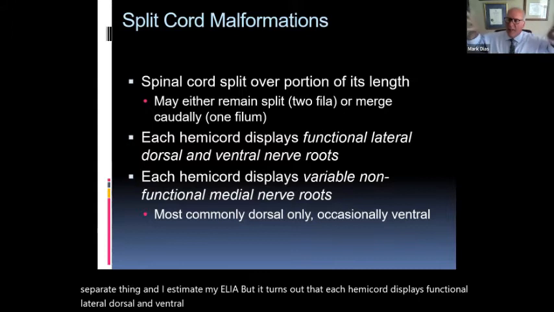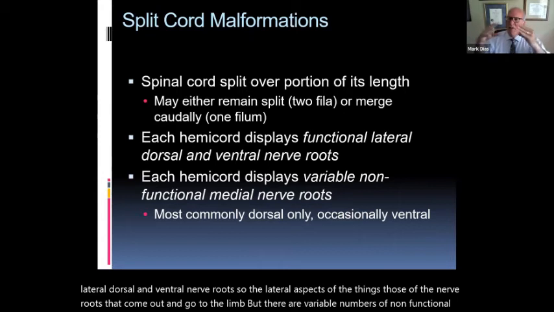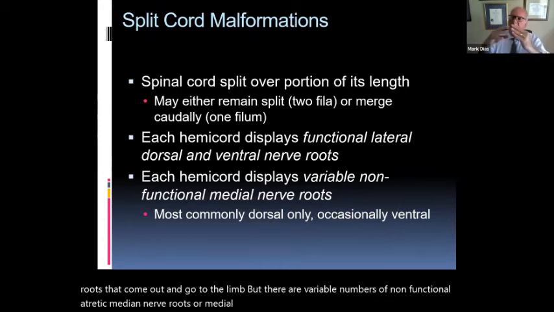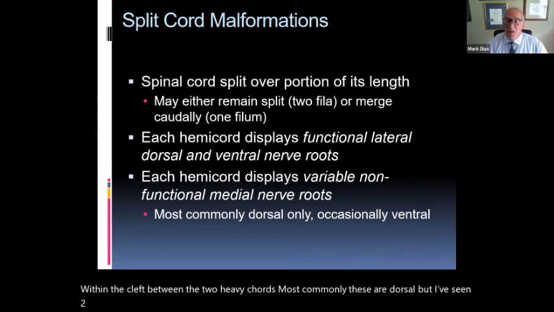So the lateral aspects are the nerve roots that come out and go to the limb. But there are variable numbers of non-functional atretic median nerve roots, or medial nerve roots, that end within the cleft between the two hemicords. Most commonly, these are dorsal, but I've seen two occasions where there are ventral roots as well.